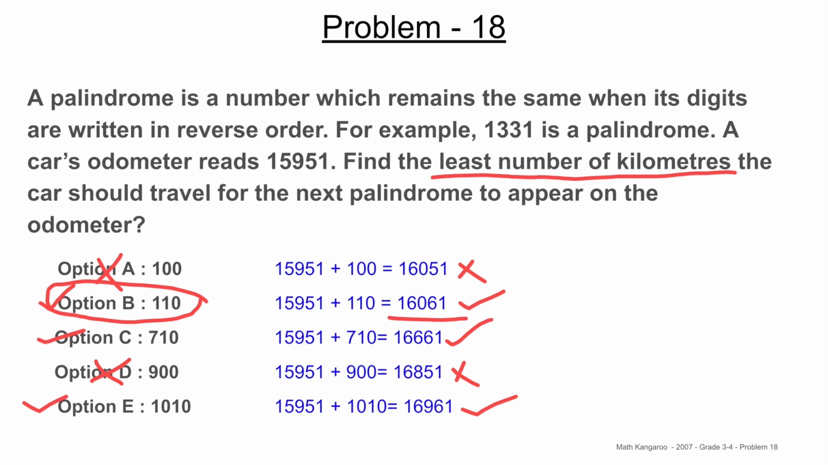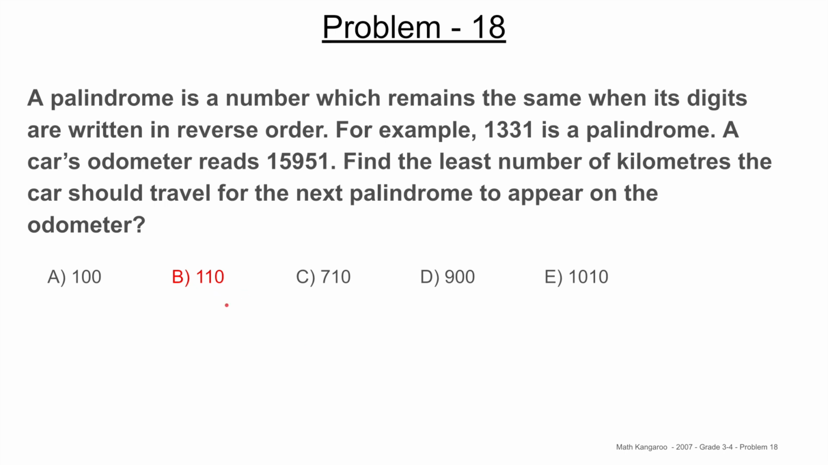Meaning the car needs to travel 110 kilometers to get the next palindrome number. So our option B is our correct answer.